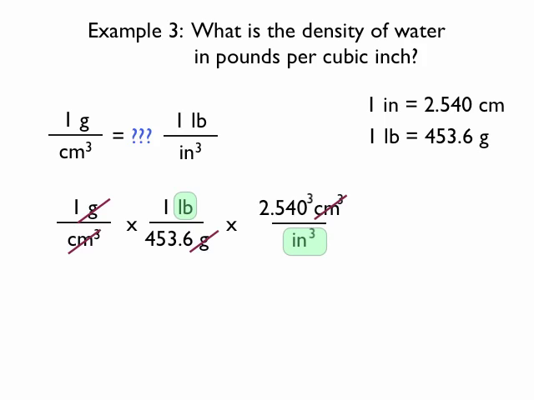We use a calculator for the final step to cube 2.540 and divide it by 453.6, finding that 1 gram per cubic centimeter is equal to 0.0361 pounds per cubic inch.